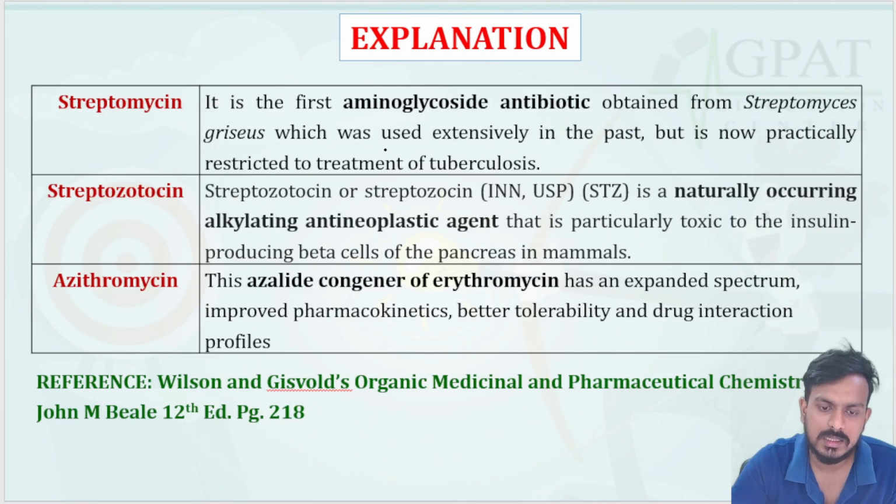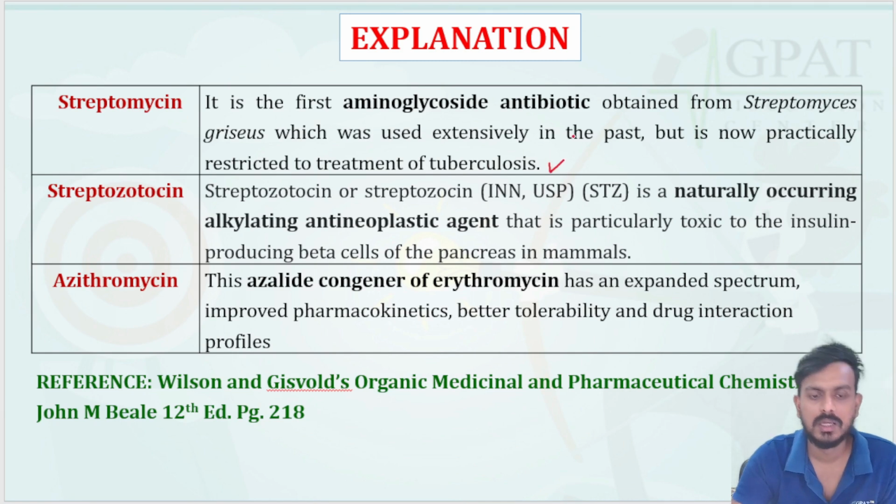And streptomycin is an aminoglycosidic antibiotic obtained from Streptomyces griseus, which is used extensively in different conditions like tuberculosis. Streptozotocin is a naturally occurring alkylating antineoplastic agent that is particularly toxic to the insulin-producing beta cells of the pancreas. Azithromycin is the azalide congener of erythromycin, having an extended spectrum of activity, improved pharmacokinetics, better tolerability, and drug interaction profile.